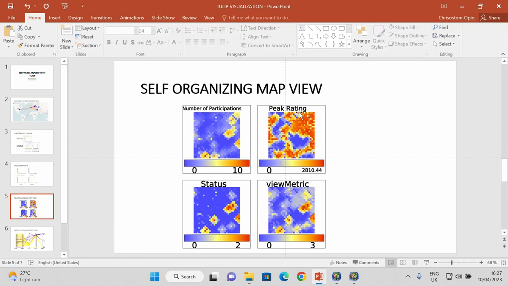You also see the peak rating and all that. Peak rating looks like it's a bit balanced, although the red people look like they are the ones who are more highly rated compared to the people who are coded blue. So basically that is also another view.